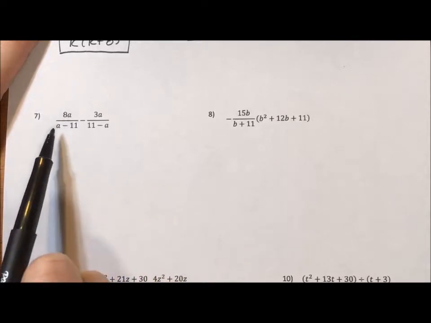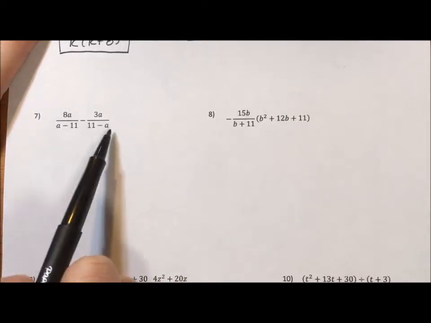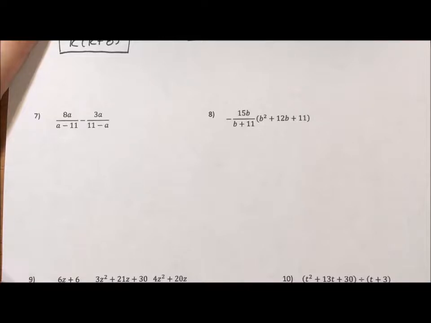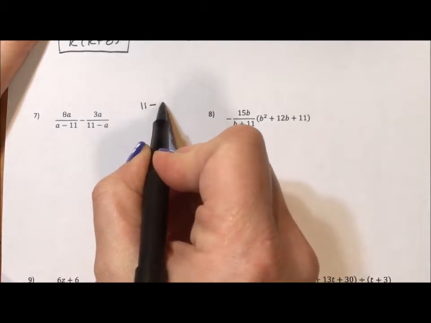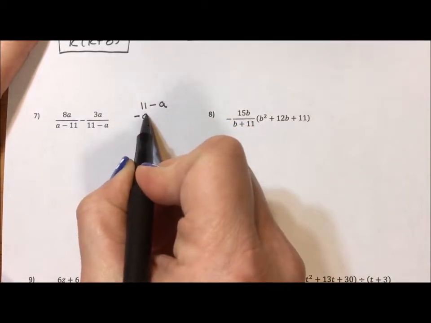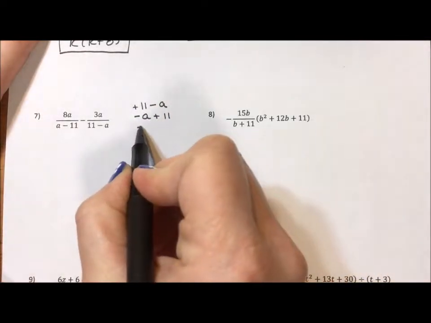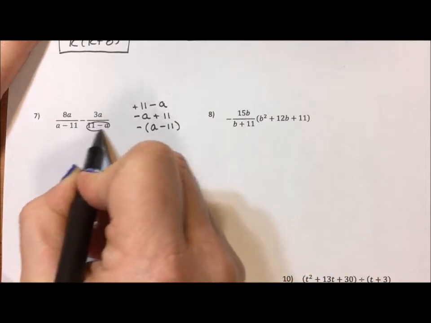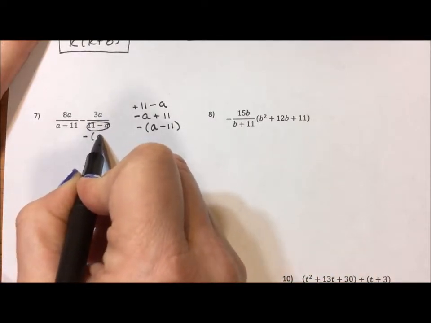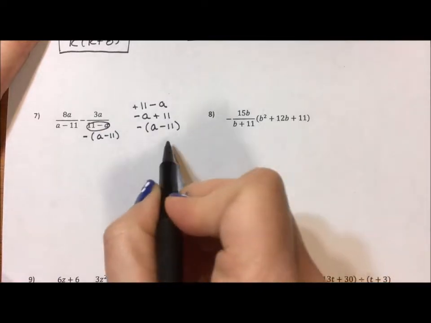And what I find students doing is they see a minus 11 and 11 minus a as 2 different denominators. They're not identical. And they start multiplying. But the problem is if I just take 11 minus a and rewrite it as negative a plus 11, because there's an implied addition sign here, and I factor out a negative, I can rewrite this second denominator as negative a minus 11.